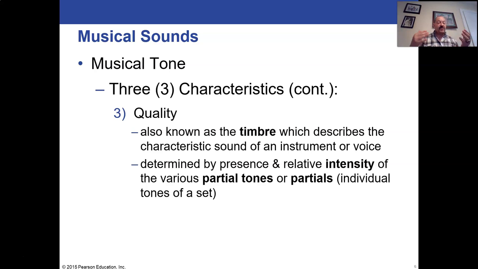And that is because of the relative intensity of all these other multiple frequencies on top of the fundamental. And these multiple frequencies that are double, triple, quadruple the fundamental frequency are called additional harmonics, and they're also called partials or partial tones. And they each have their own amplitude added to the total, and that's what gives the sound characteristic in one musical instrument.